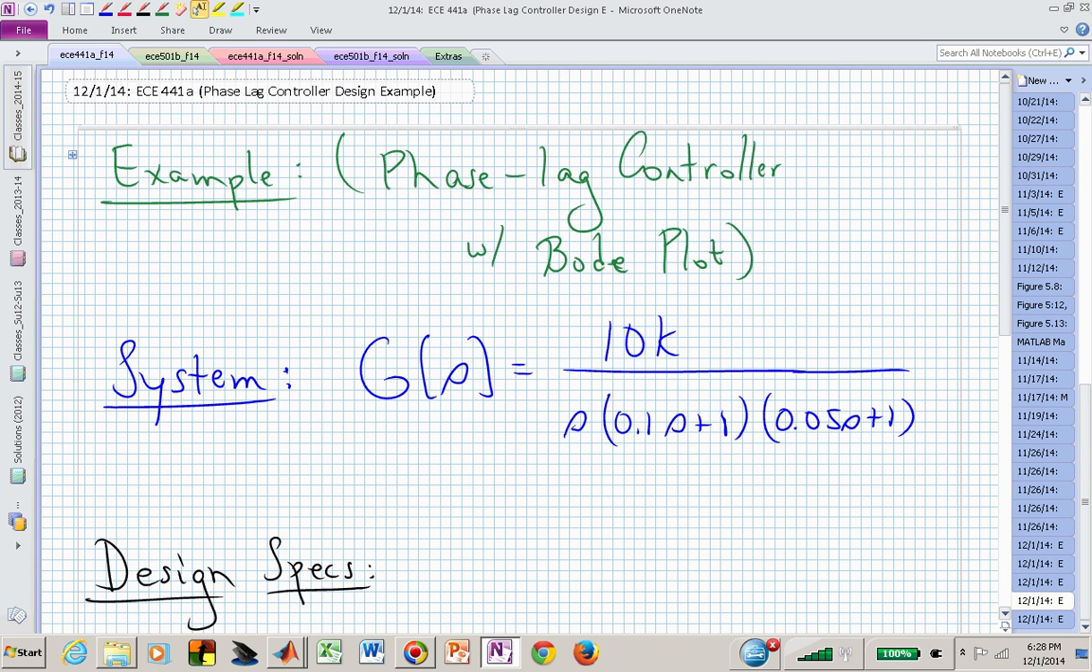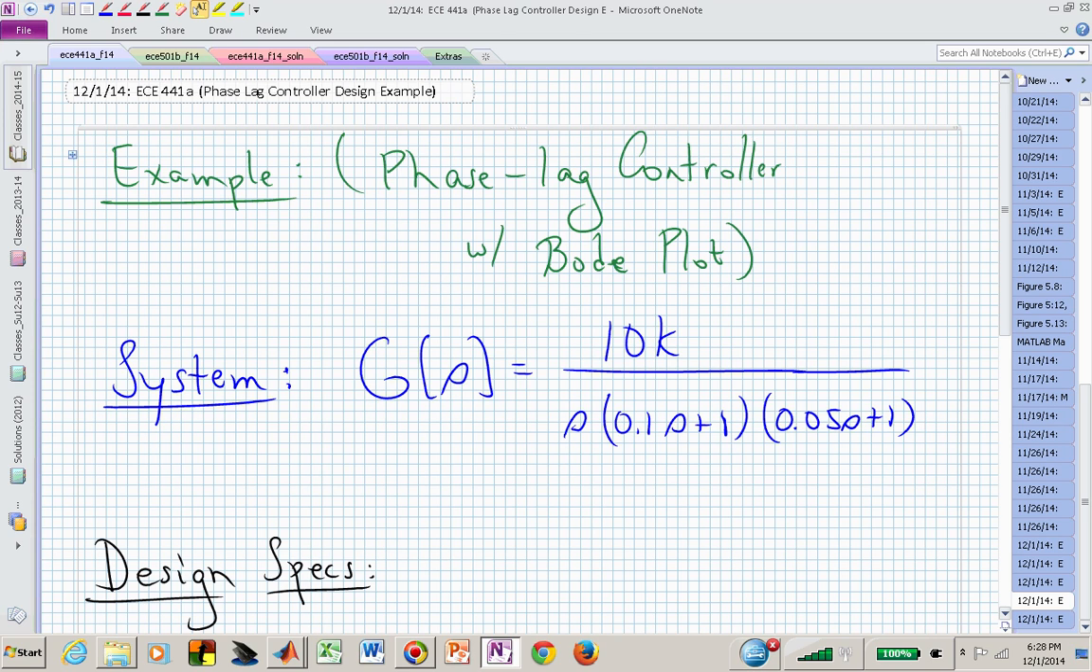Welcome back to another session of ECE 441A. This is a session that will look at a particular example of designing a phase lag controller using the frequency response or the Bode plot.